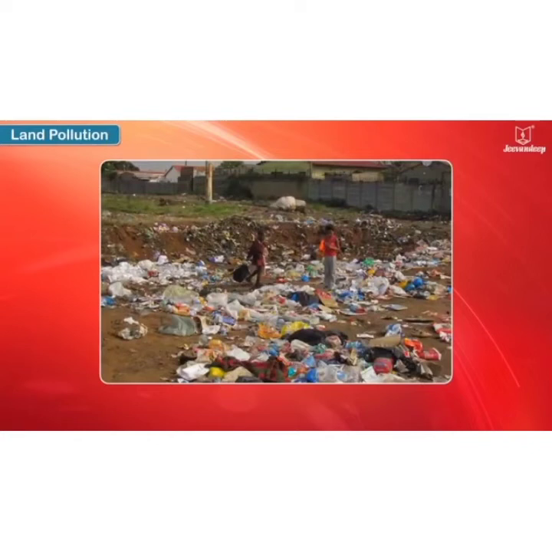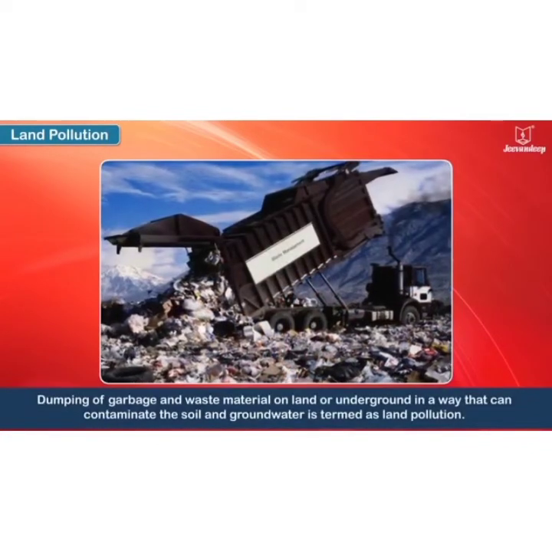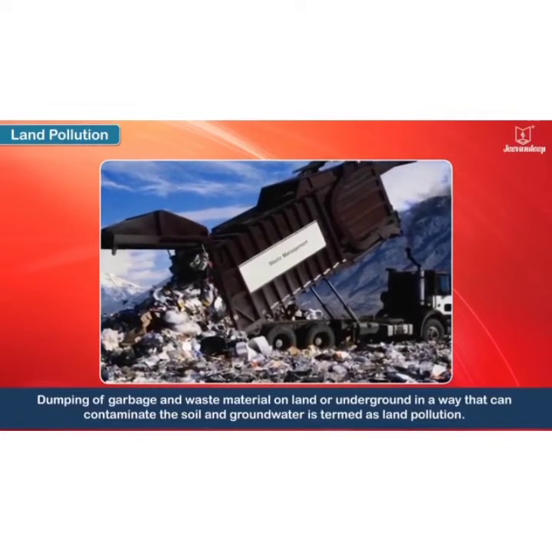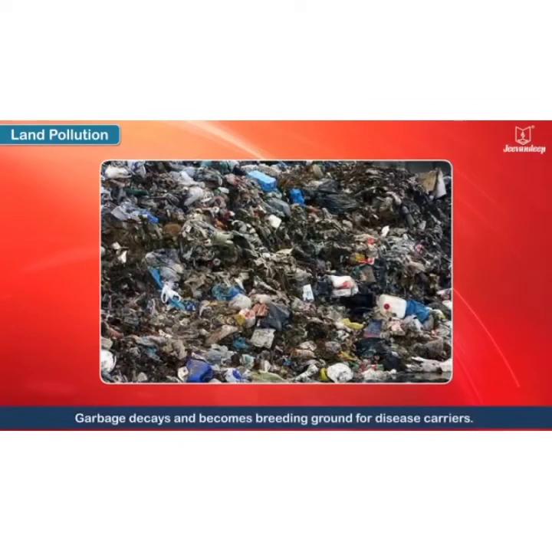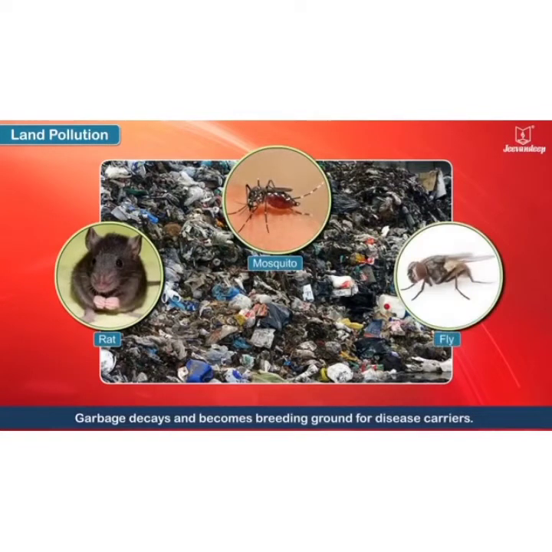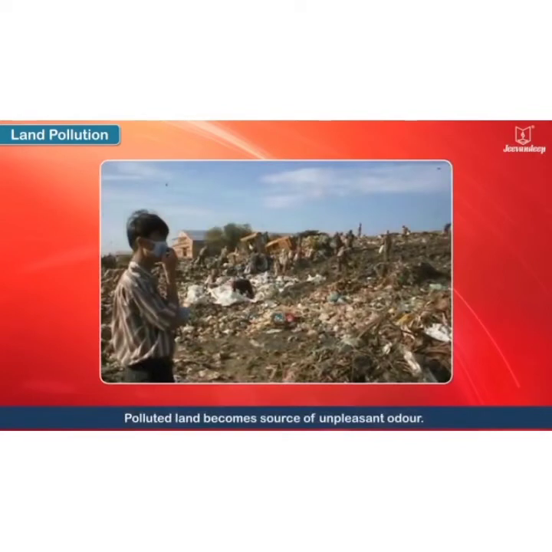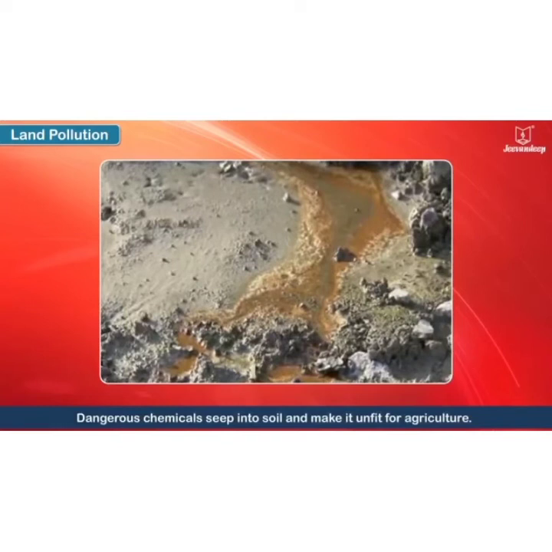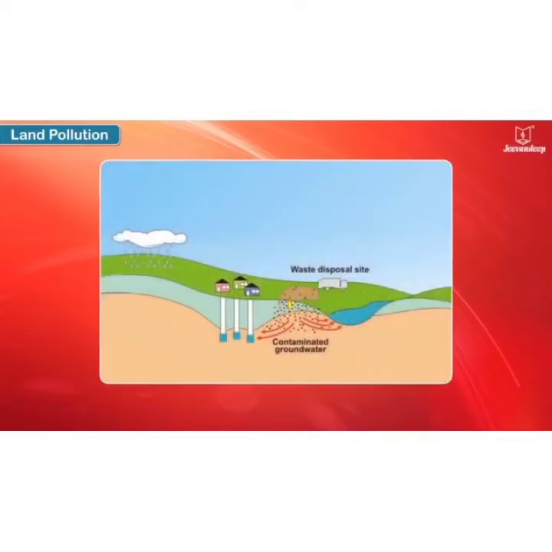Land pollution. Dumping of garbage and waste material on land or underground in a way that can contaminate the soil and groundwater is termed as land pollution. The garbage decays and becomes a breeding place for rats, mosquitoes, flies, and other disease carriers. It also becomes a source of unpleasant odor and dangerous chemicals which seep into the soil and make it unfit for agriculture. They also pollute underground water sources.